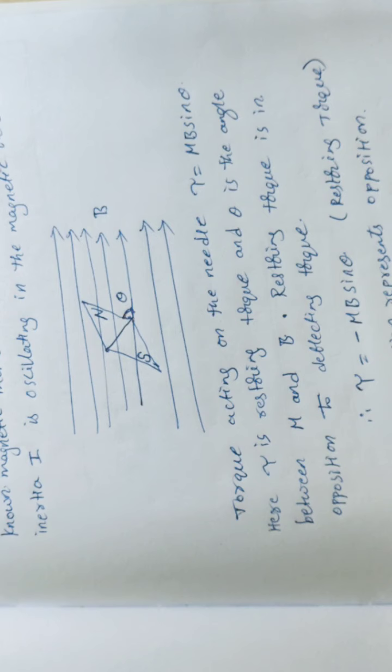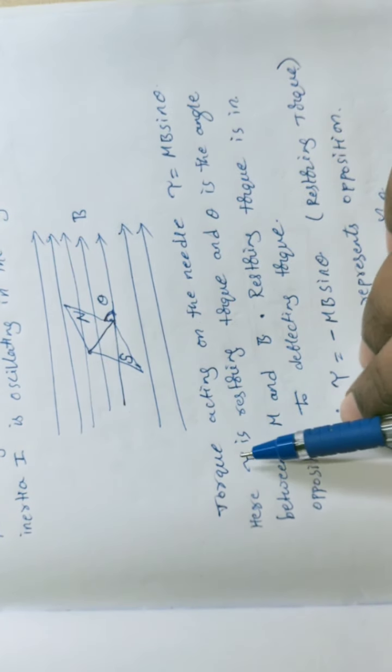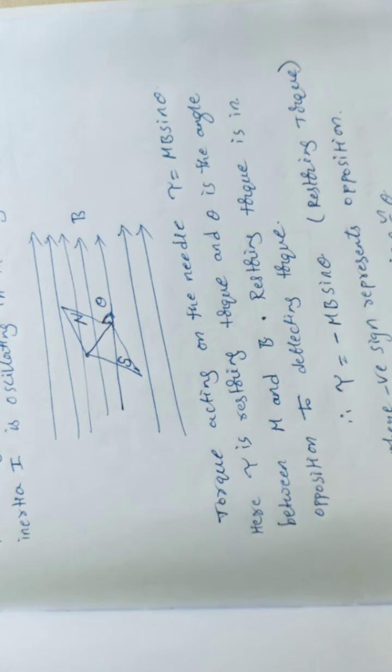Restoring torque is nothing but the torque which is opposing, in the opposite direction, the torque in the magnetic field. So here torque and restoring torque are in opposite directions. So restoring torque values are taken with negative signs. Restoring torque we compulsorily take with a negative sign. So here, students, clearly observe.